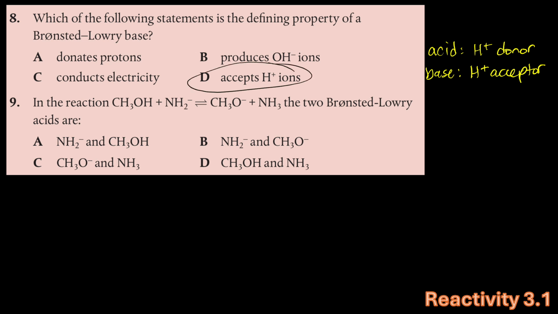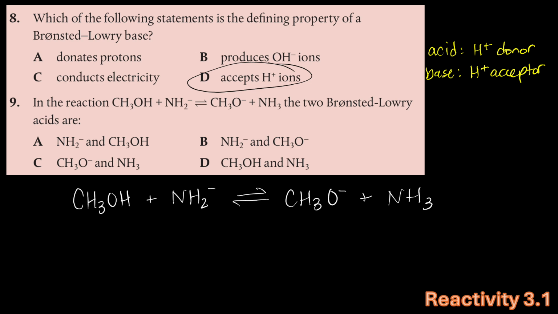For number 9, we're looking at the following equilibrium equation. It asks you to select which ones are the 2 Bronsted-Lowry acids. Now looking at the 2 acid-base pairs, remember the acid-base pairs differ by 1 proton. So we have this as one acid-base pair, and then we have this as the other acid-base pair.